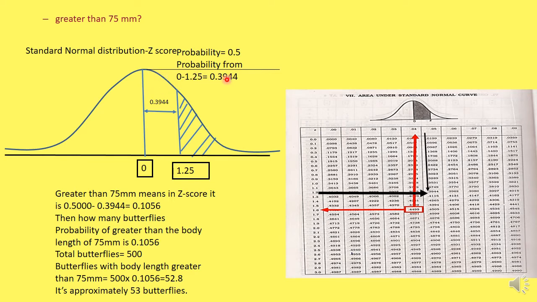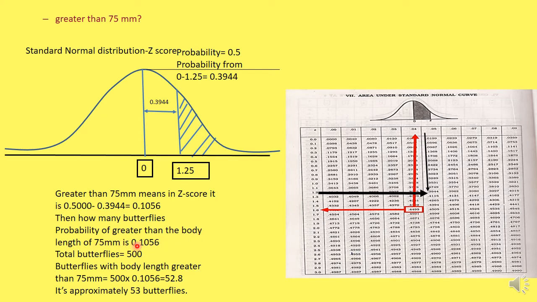For that, you all know this total half is 0.5 probability. Then you have to remove the 0.3944 from 0.5. Then you can get the probability greater than 1.25 Z-score, that means body length of more than 75 millimeter. Then the answer is what? 0.5 minus 0.3944 equals 0.1056.